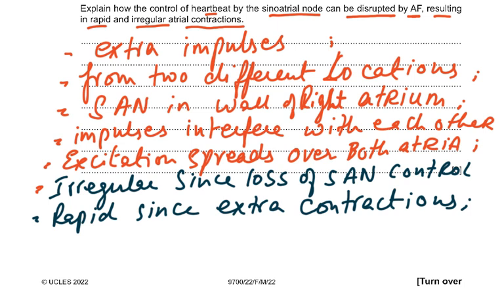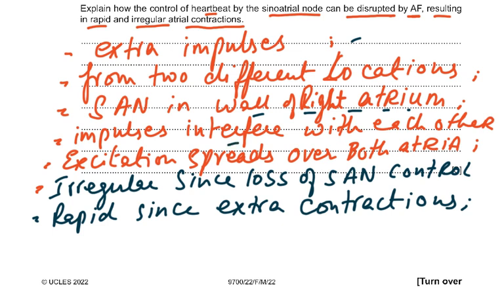As you can see, the mark schemes are very simple. All this is going to result in extra impulses from 2 different locations. Now we suddenly have a portion of the heart muscle which is also initiating impulses. Now the SAN is in the wall of the right atrium.